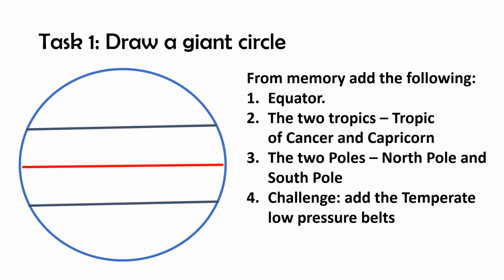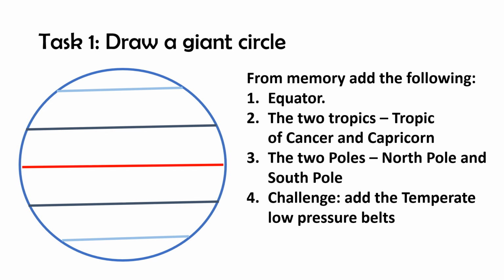And then the next thing I asked you to do was to put in the two tropics, the Tropic of Cancer and the Tropic of Capricorn. And we'll be labeling them in a minute, but this is the kind of pattern I wanted you to form from memory. And then of course the two poles, the pole areas. Okay, so these are actually called belts. Okay, so we kind of refer to them as atmospheric belts.